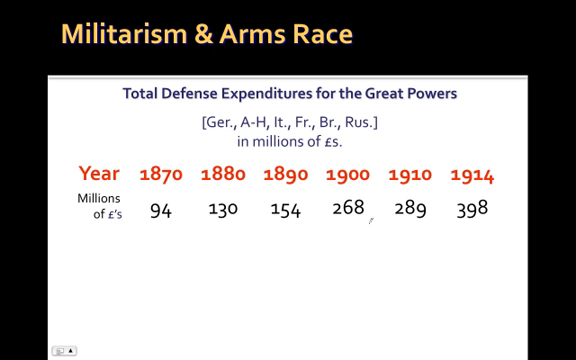Just to give you an idea, the 5 countries involved in this time period, in 1870, are only spending about 94 million, we'll call it, pounds. By 1914, look at what has happened to that number. It's up to 398. So not only is Germany really building up its military, all of Europe is building up its military. They've all got guns, they've all got new toys, and what do you want to do with new toys? Use them. And unfortunately, if you use guns, you've got war.